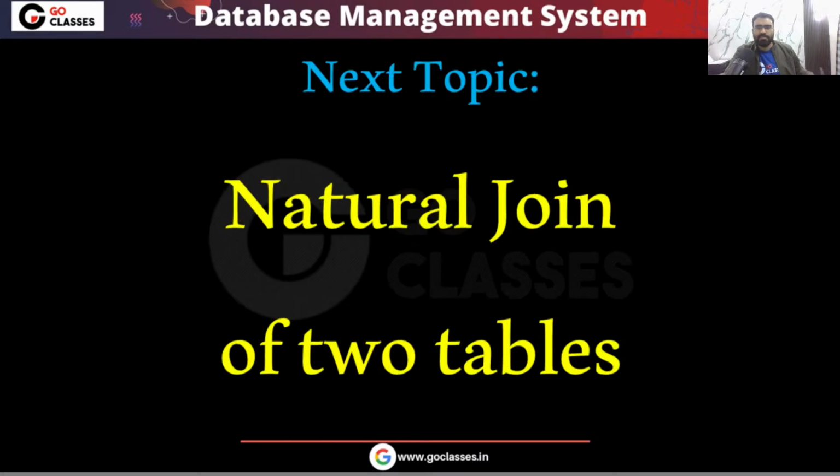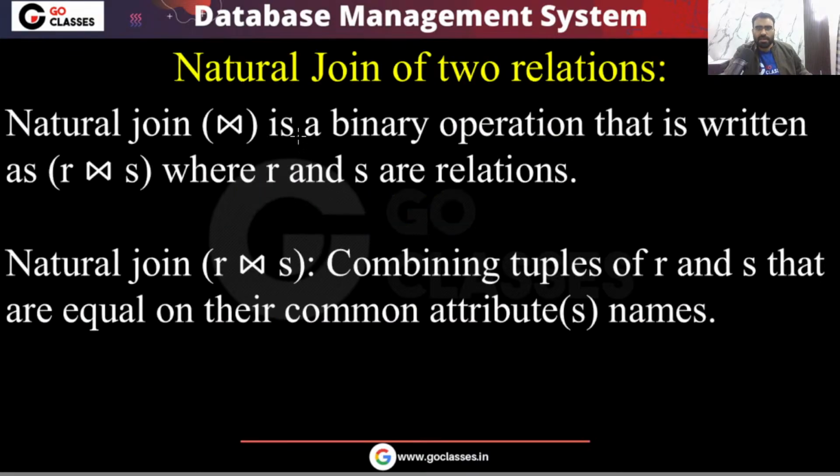So let's start. First, we are going to discuss the topic that is natural join of two tables. Let's see the definition. Natural join of two relations, or I can say natural join of two tables. This is a binary operation. Binary operation means this is performed between two tables, or I can say two relations. So your input must be two DBMS tables, or I can say two DBMS relations. Okay, so natural join, this is the symbol for natural join. You can see the bow tie.